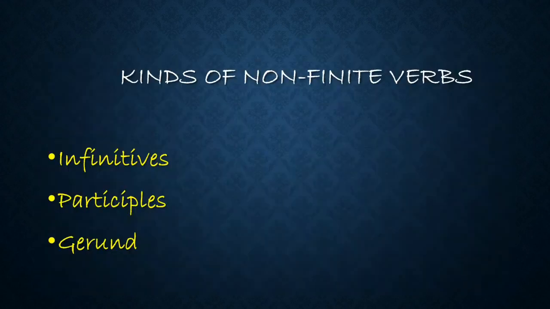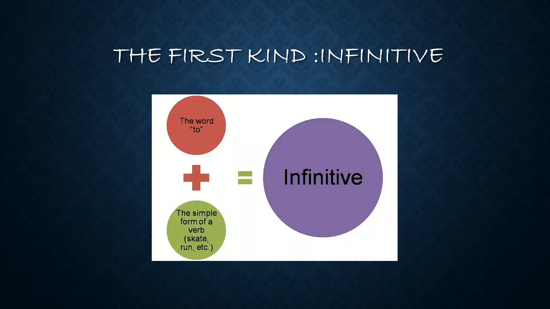If we focus on non-finite verbs, which is the lesson that we have to do, there are three kinds: infinitives, participles, and gerund. Some of you may have heard of these terms, some of you may not. Let us look into these individually. Infinitives are those verbs which comprise the word to plus the verb. To eat, to play, to skate, to run, all these form the infinitives.